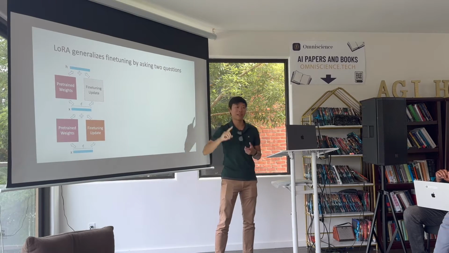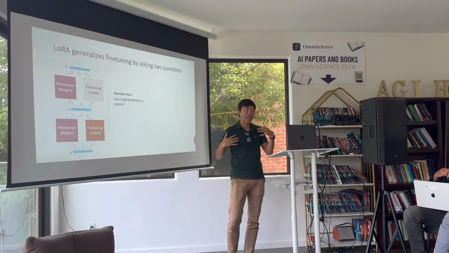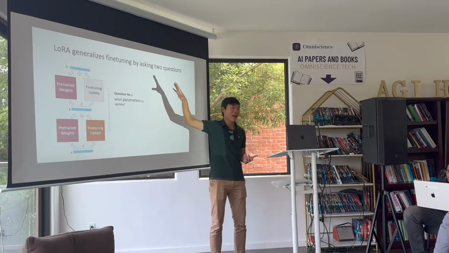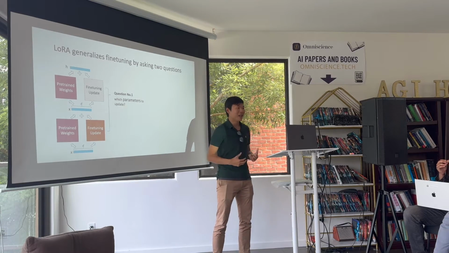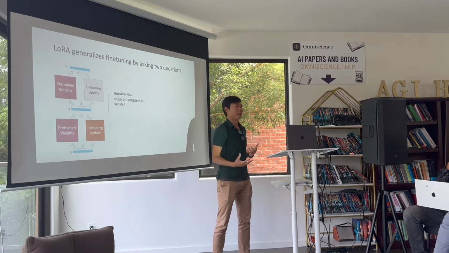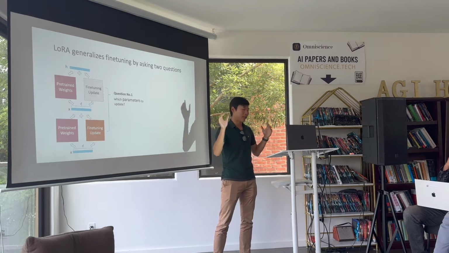And LoRA first asks, okay, do I actually need to adapt all of the parameters? Here I have my attention layer, I have my MLP layer. What if I can just get away with attention? Or maybe just the biases. Anyway, that's the first question to ask.